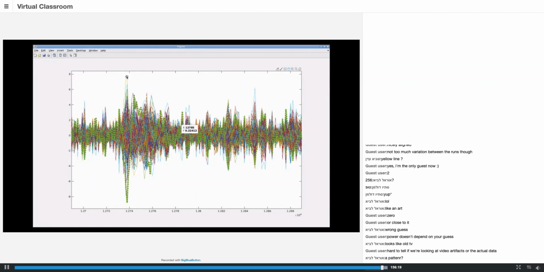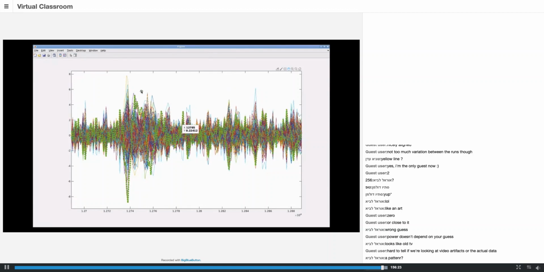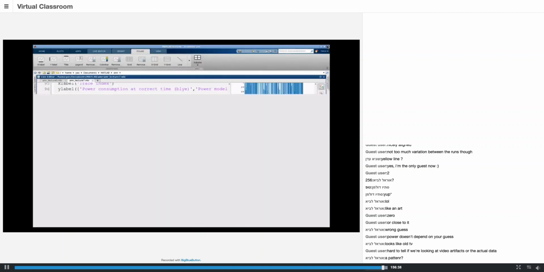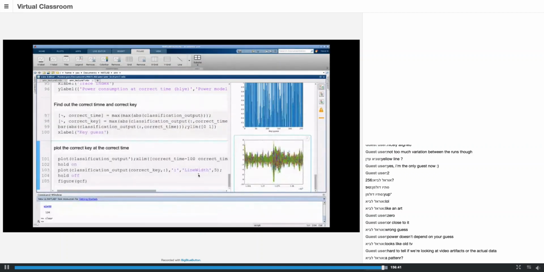Unfortunately, this friend here is bothering us. And there are other areas which aren't so good because DPA is not the best way to do measurement. But we can see that we got the correct key. So the correct key is very, very different than the other traces. Now, is there anything else I want to show you?